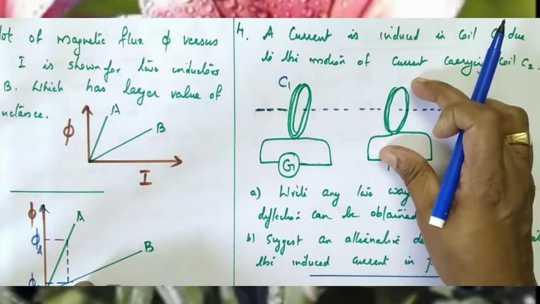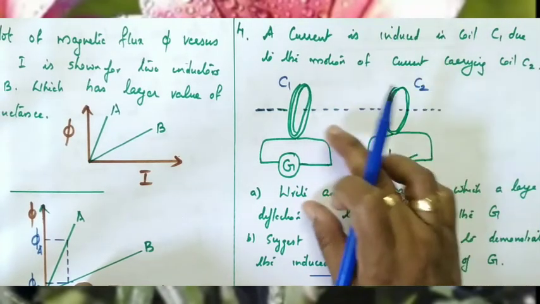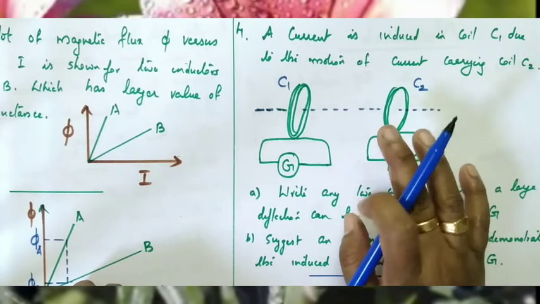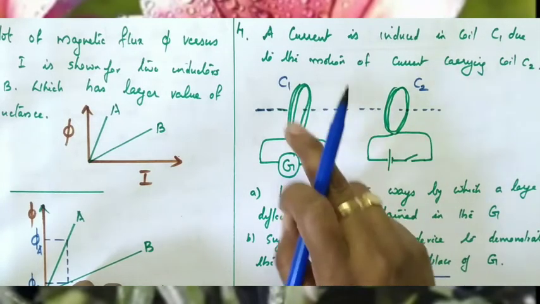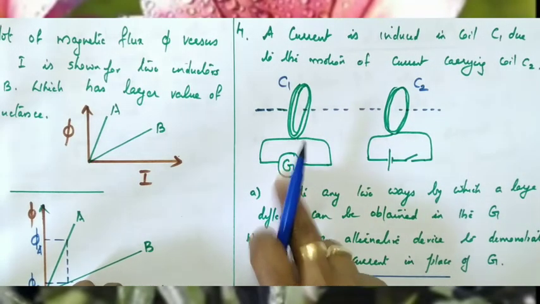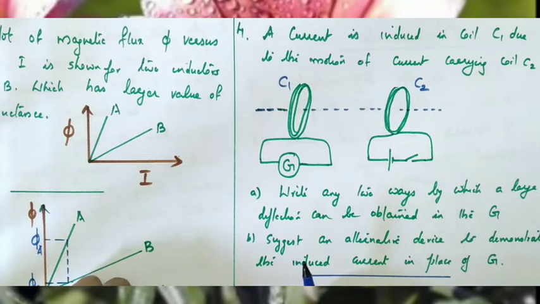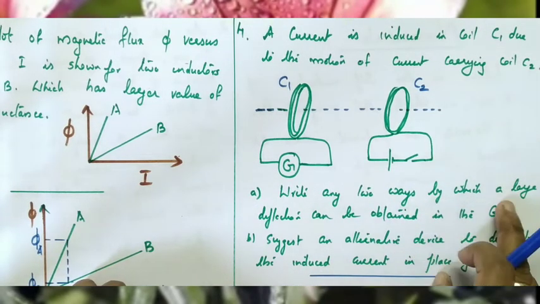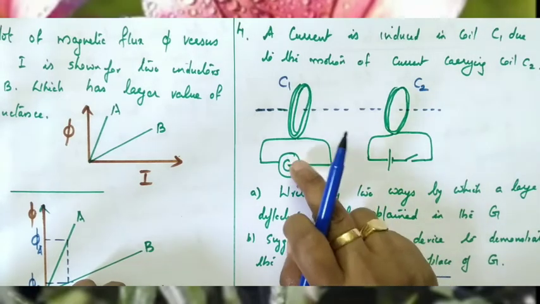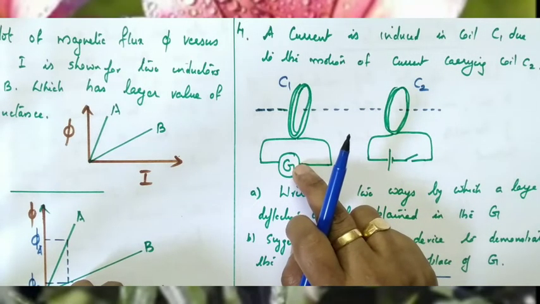So when this coil C2 is moved towards coil C1, what happens? Magnetic flux varies and EMF is induced, and because of that induced EMF, the galvanometer shows a momentary deflection. That is called electromagnetic induction. So write any two ways by which larger deflection can be obtained. How will you increase the deflection in the galvanometer?